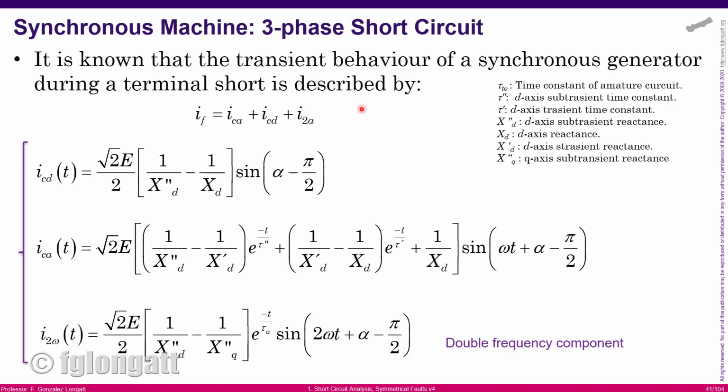Now, what I'm showing you over there is a set of equations related to the analytical solution of the short circuit current inside a synchronous generator for a three-phase short circuit fault. There is a DC component, that is what we call the transient component. There is an AC component, and you can see this is the sine wave over here. And finally, there is a double frequency component.